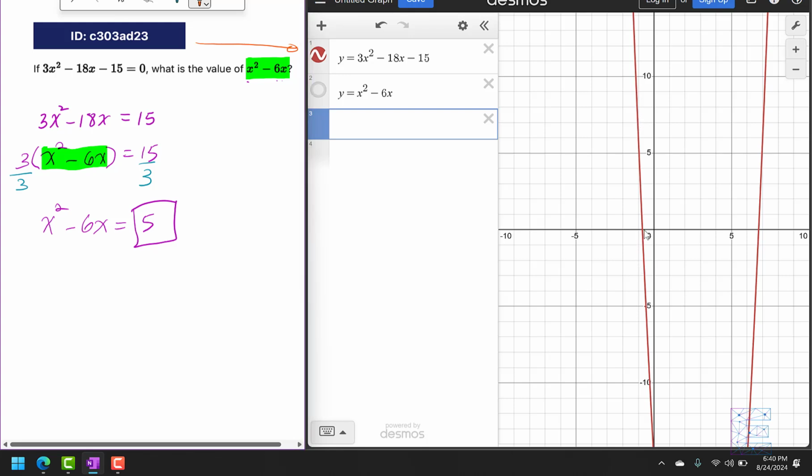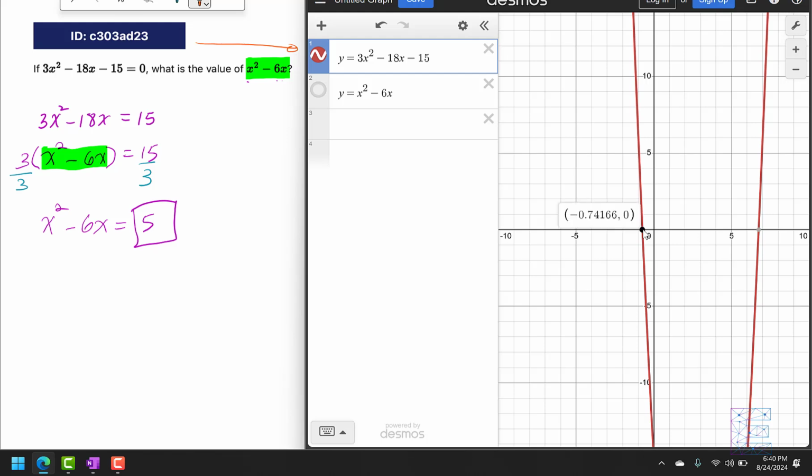So you want to look at what the x values are, because those are the solutions. So x equals negative 0.74166 is one of the solutions, and the other one is 6.74166. So when you graph this on Desmos, it gives you 2 solutions. Let's just focus on one of them. Let's just focus on the positive solution, which is over here. That is 6.74166.